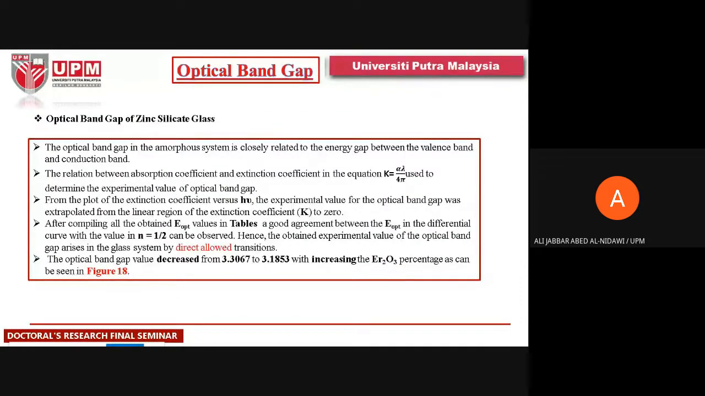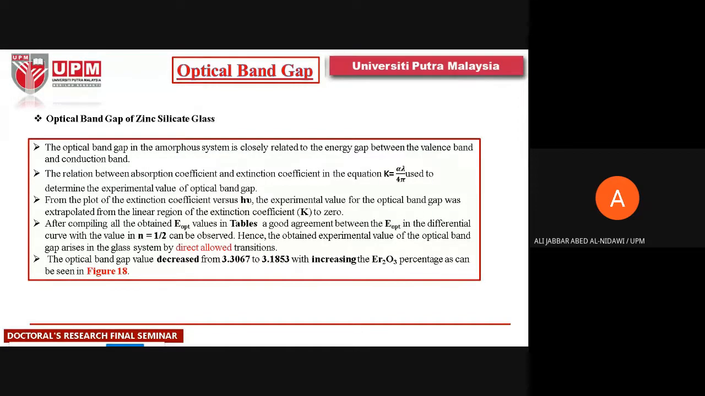The optical band gap. The analysis of the optical absorption spectra is useful to locate the width of the band gap in order to identify the substance from the spectrum emitting or absorbing light in the material. We can get the experimental value by plotting the extinction coefficient with h nu. Then we can choose different values of n, which are 1/2, 3/2, 3 and 2, to get the optical band gap at different values of n.